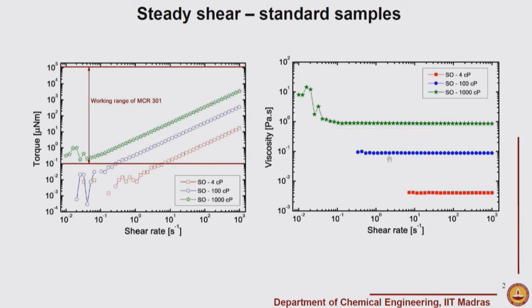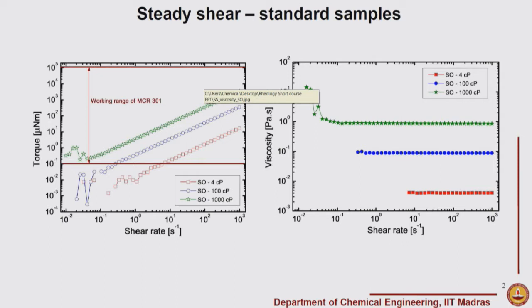In this case, we can clearly see that the green stars are supposed to be 1000 centipoise, and if you remember, the conversion is that 10 to the power minus 3 Pascal second is 1 centipoise, so 1000 centipoise will be 1 Pascal second. So the viscosity of the fluid should be 1 Pascal second, which is what you see, and clearly below this strain rate there are some limitations of the instrument. Now the question is, what might be that limitation?